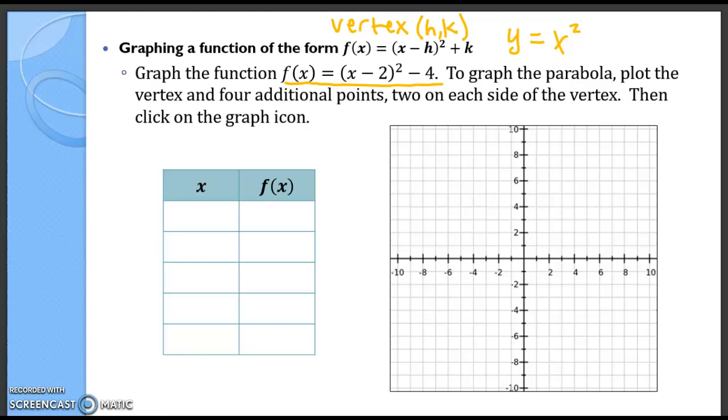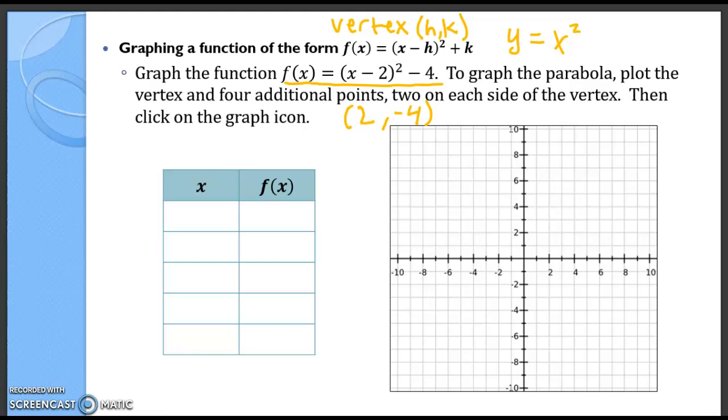The vertex is at (h, k). So we have x minus h, so h is just 2. And then k is negative 4. Now why is it negative 4? Well, think about this in terms of translations or transformations. The negative 4 is going to move our graph down 4.